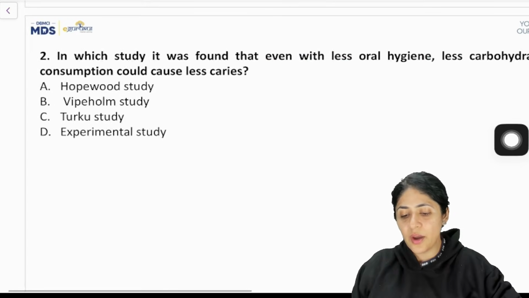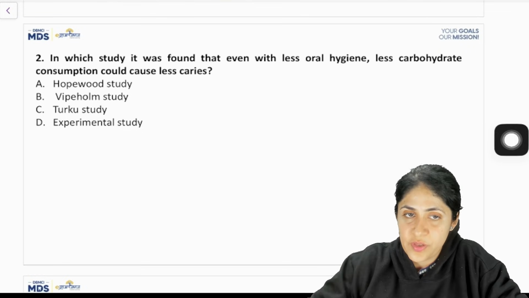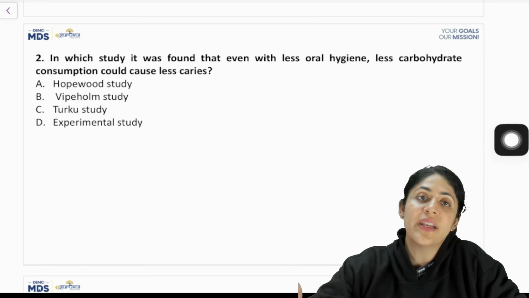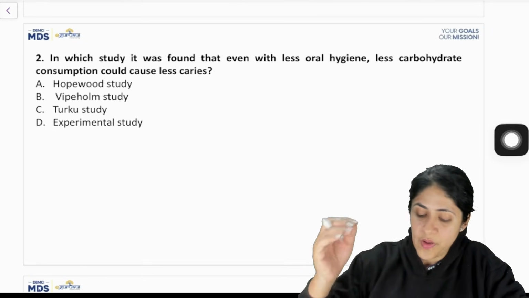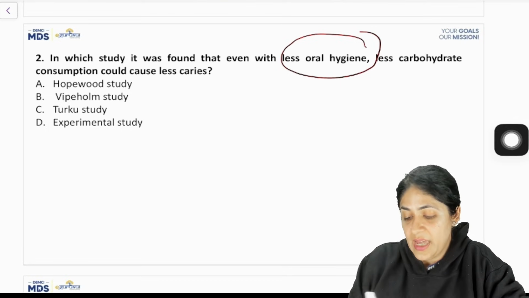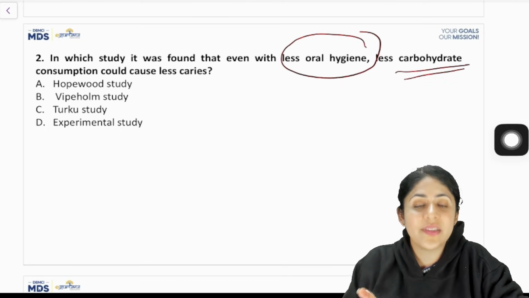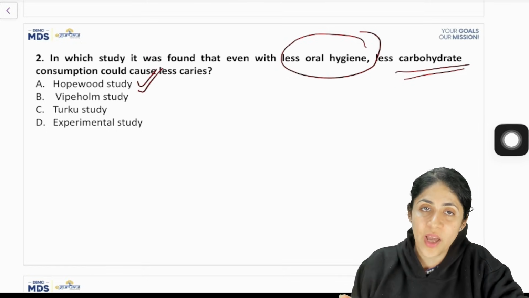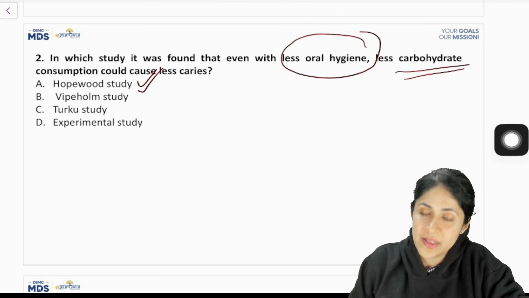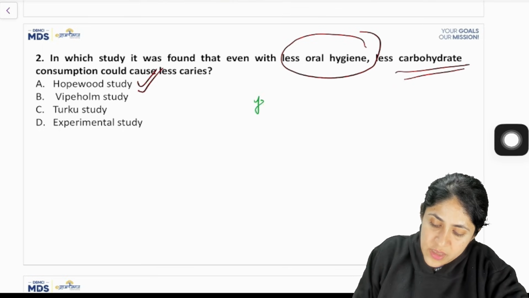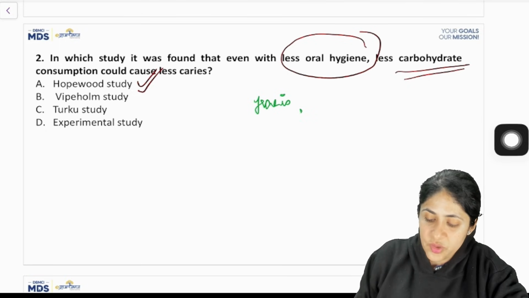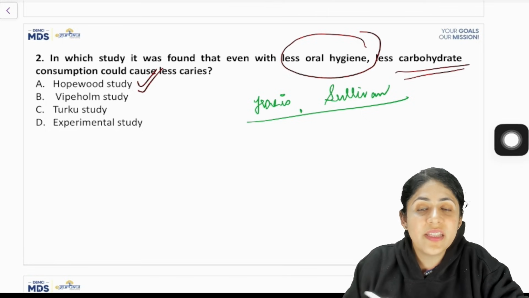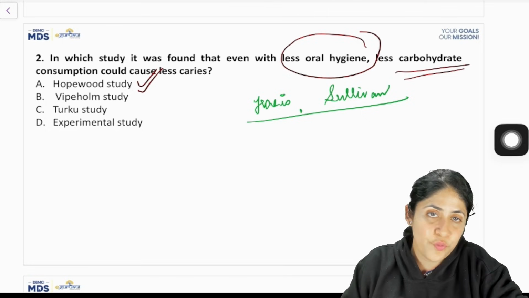Now, in which study was it found that even with less oral hygiene, less carbohydrate consumption could cause less caries? These are classical studies on dental caries. This was the Hopewood House study. Who did it? This study was done by Harris and Sullivan. I've covered this in the chapter Diet and Dental Caries. It was done on children of 7 to 14 years of age.